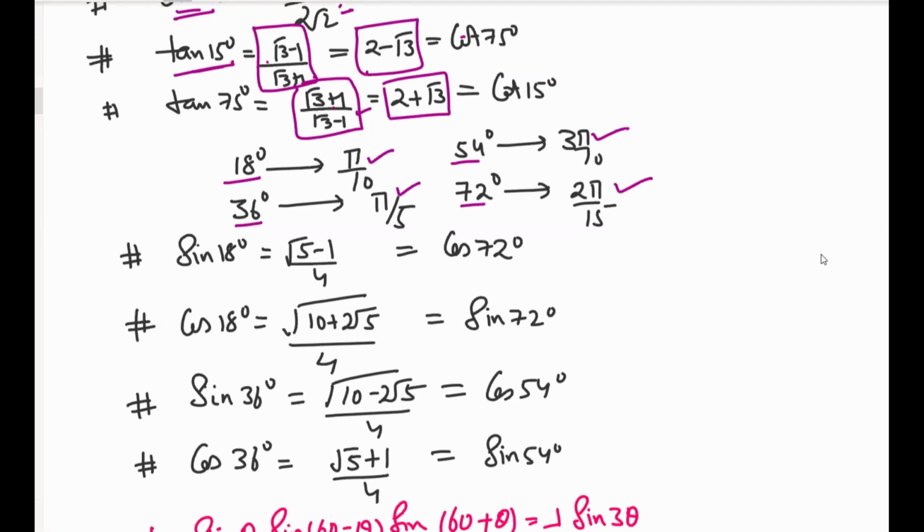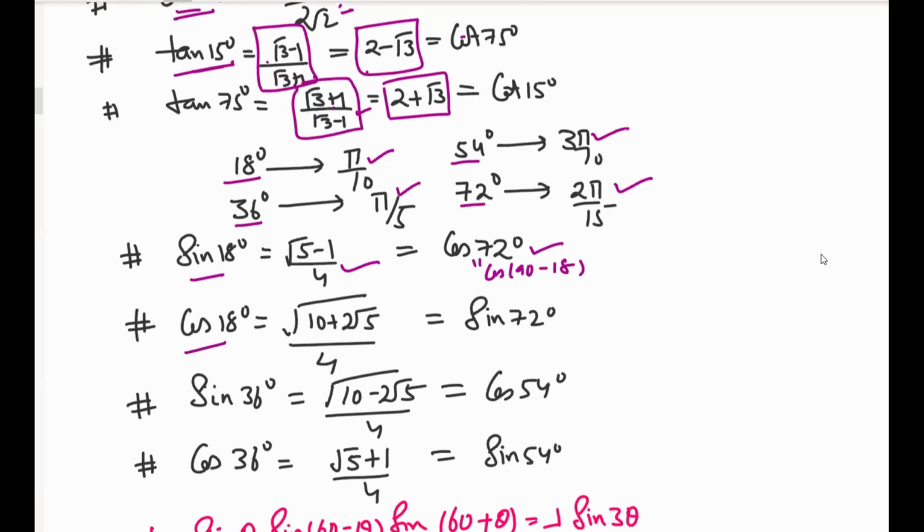And sine of 18 degree is equal to root 5 minus 1 upon 4. Further, that is equal to cos of 72 degree. How do we obtain this? You know that cos 90 minus 18 is sine 18. Therefore, sine 18 is equal to cos 72, and the value is root 5 minus 1 upon 4.